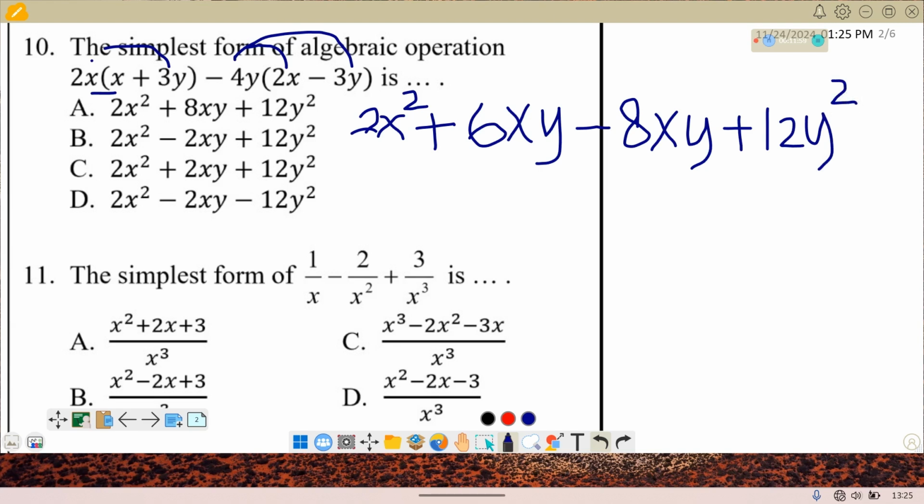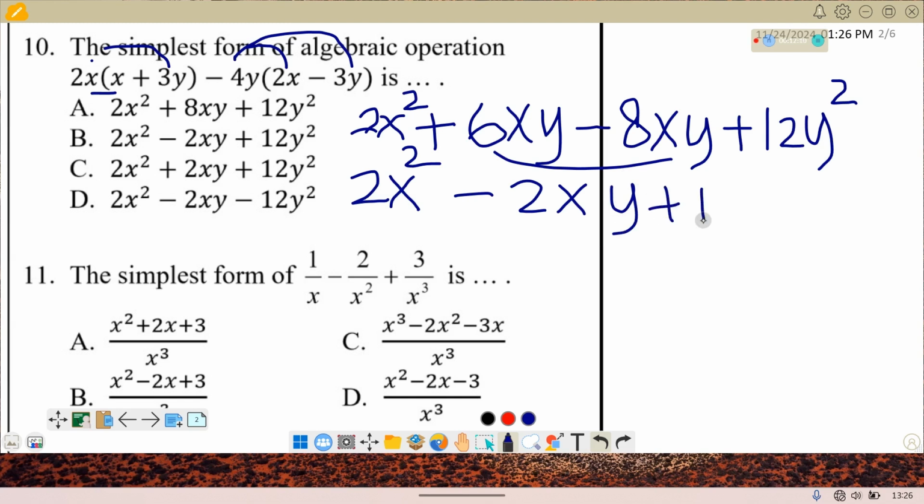And we can combine like terms. So here we have 2x squared minus 2xy plus 12y squared. So the answer is B, if I'm not mistaken. Am I correct? Okay, yep, that's correct.